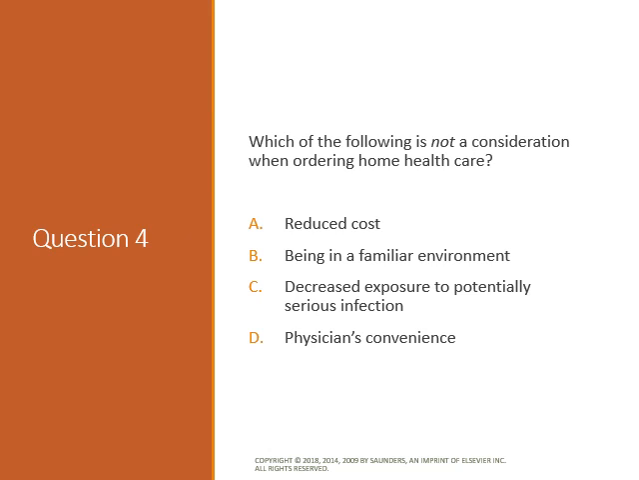Question 4. Which of the following is not a consideration when ordering home health care? Is it A, reduced cost, B, being in a familiar environment, C, decreased exposure to potentially serious infections, or D, physician's convenience? Consider your response for this question. Well, the correct response here is D. Home health care is not for the physician's convenience. It reduces costs, it allows the patient to be in a familiar environment, and decreases exposure to infections.